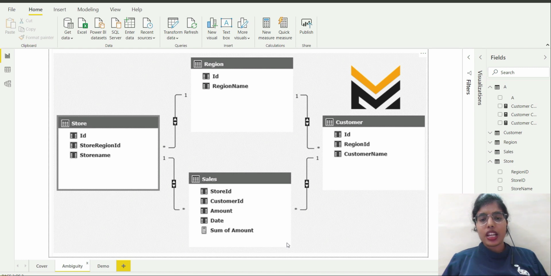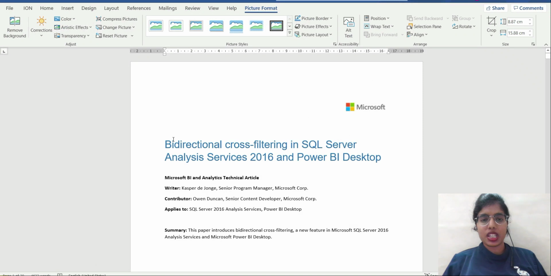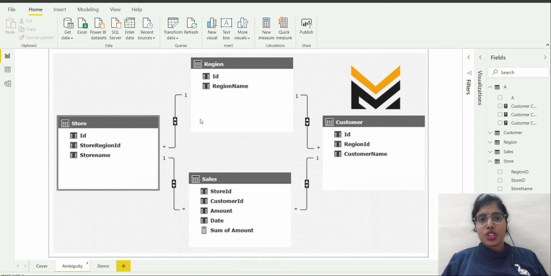I want to highlight that this particular model has been taken from this white paper by Microsoft, bidirectional cross-filtering in SQL Server Analysis Services 2016 and Power BI Desktop. I'll provide the link to this white paper in the description box below. So now let's move to this model.